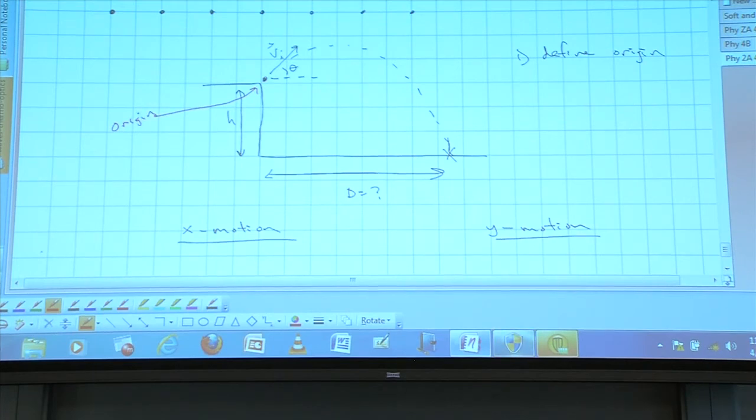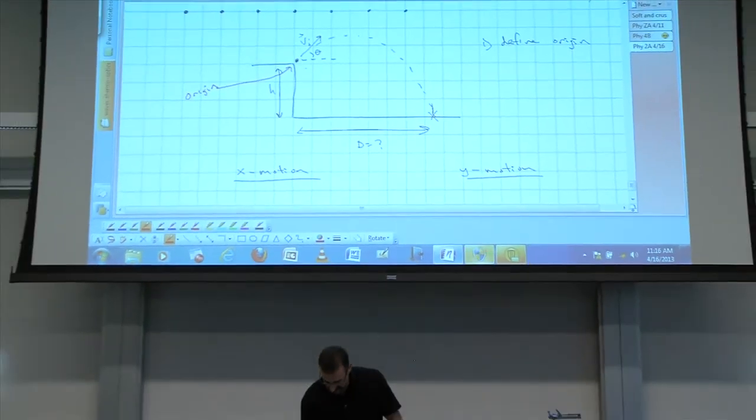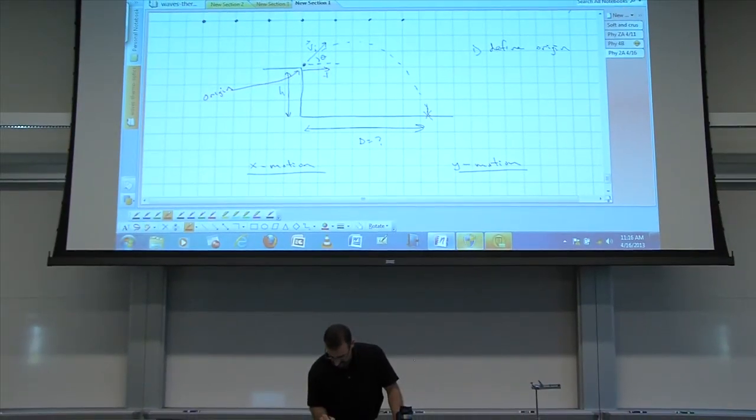And what direction do you want to be positive? X direction, right positive? Right. Okay. That's our plus x direction. How about the y direction? Up. Most people like up as positive. That's our plus y direction. Okay.